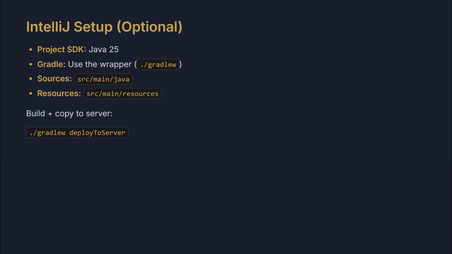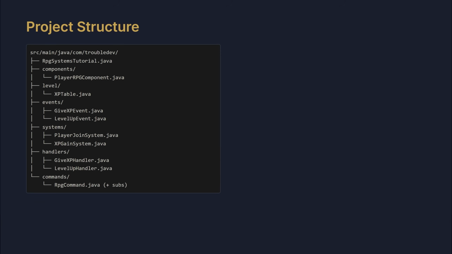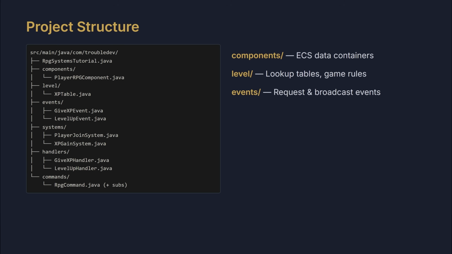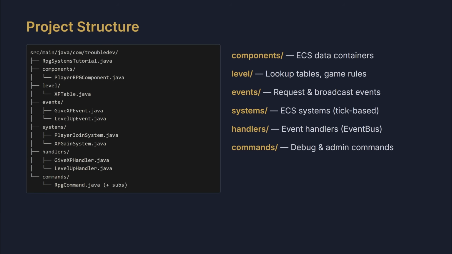And to look out, this will be our final project structure. So we will have a components folder, or package, which contains our ECS data containers. We will have a level package for lookup tables, game rules, more on that later. We'll have an event package, systems package, handlers package for event handlers, commands for commands, and of course our main RPG systems tutorial.java class at the start is our main entry point.